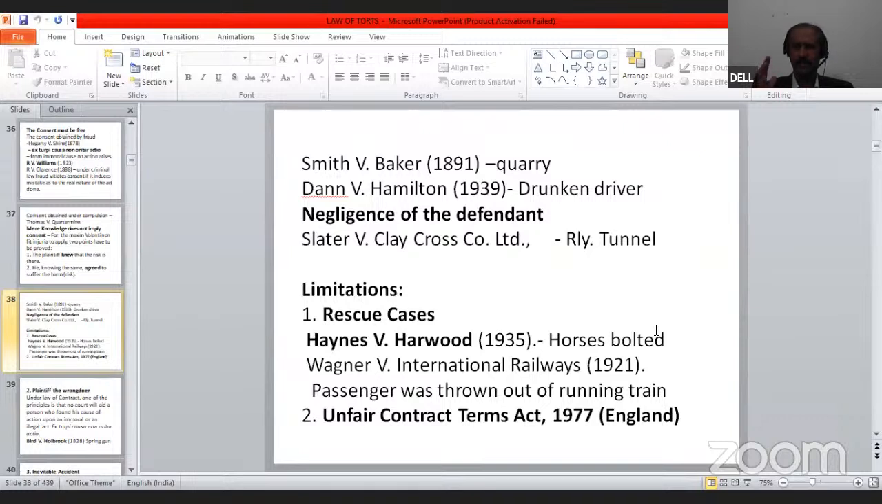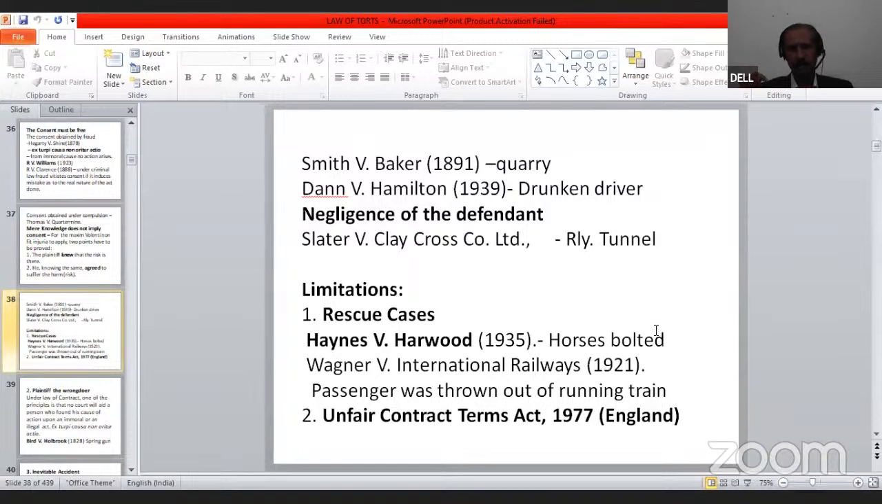It was held there was a clear case of negligence on the part of the Railway Department, Clay Cross Company Limited, because they gave a clear instruction to all the drivers in this circular, and the driver entered without slowing down or whistling. Hence, there was negligence and liability. Volenti non fit injuria is not applicable.